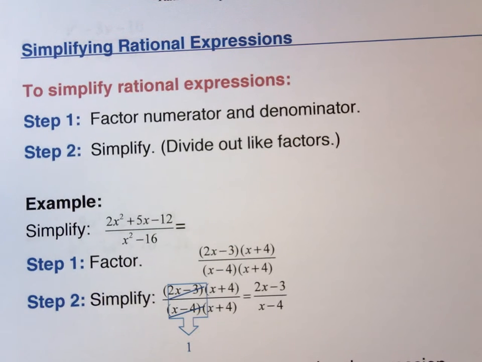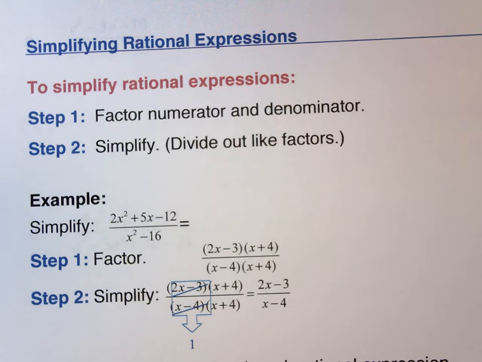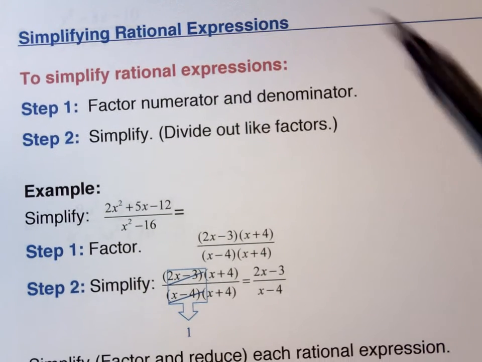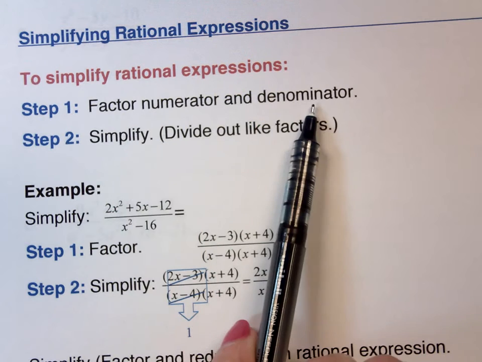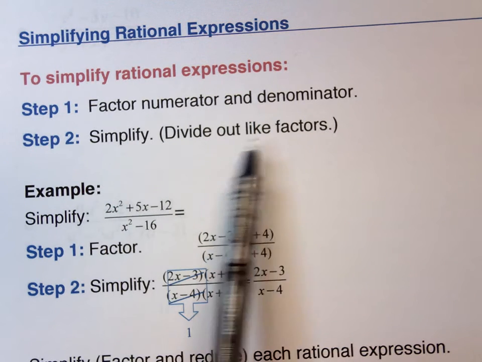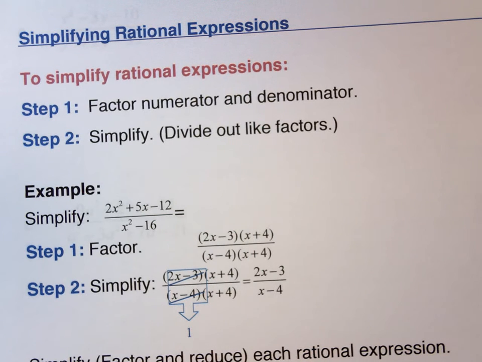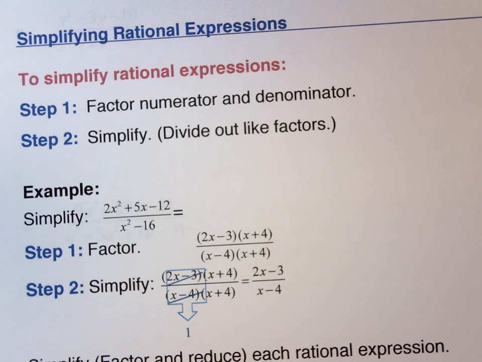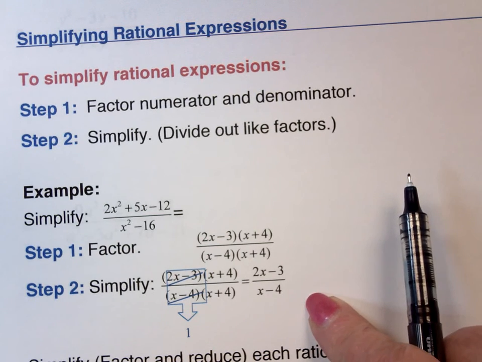So now we're going to simplify rational expressions. This is an example from your book. And anytime you're simplifying, you factor the numerator and denominator. You divide out, you simplify by dividing out like factors. What you're doing is you're forming ones. And then essentially what you're doing is reducing the fraction.